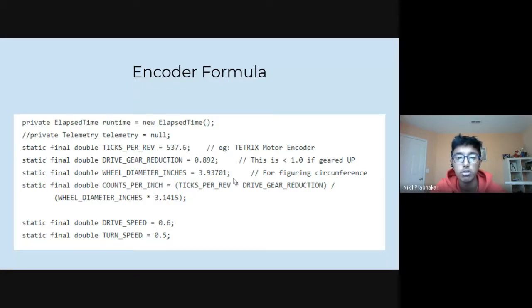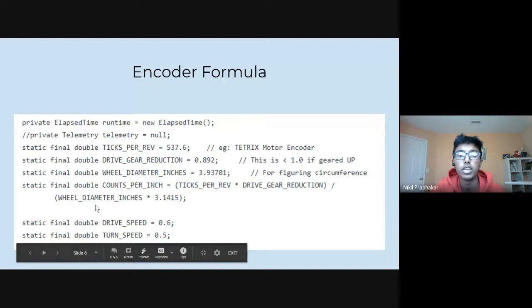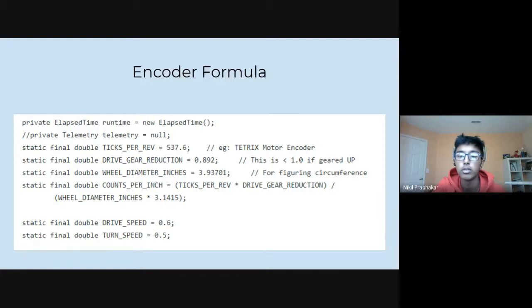So you see the ticks per revolution, and then the gear reduction. You multiply those and then divide by the wheel diameter times pi. This will all be in the GitHub source code as well, so you guys can just copy paste this formula and just change the numbers. And then that'll just give you the result.